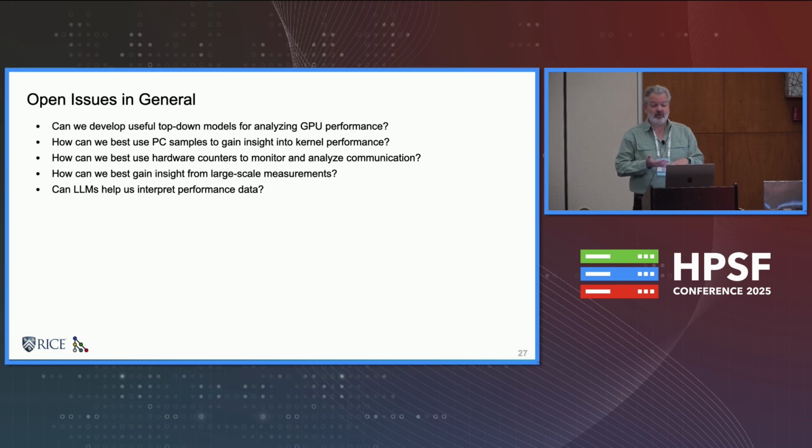Can we develop some useful top-down models for analyzing GPU performance? There are hundreds of counters, and it's very hard to understand exactly what's going on. How can we best use PC samples to get insight into performance? How can we best use hardware counters to monitor and analyze communication in the network? How can we best gain insight from these large-scale measurements if we're scraping the data out and pulling it into a Jupyter notebook? What strategies are going to shed light on the delays we're seeing? And can we use LLMs to interpret our performance data?